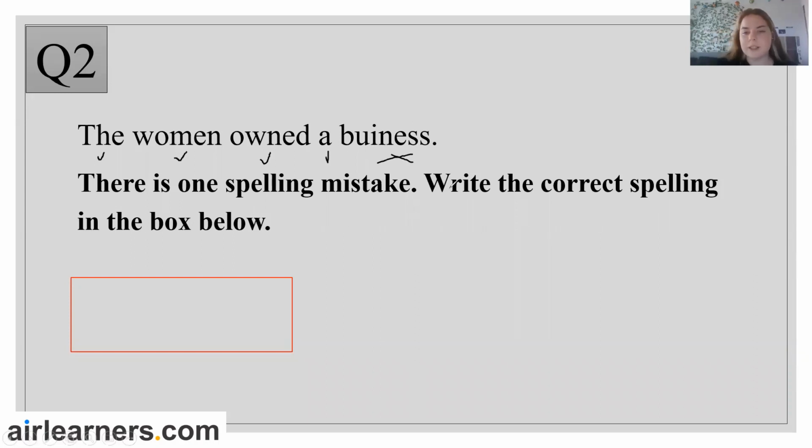So now let's split it into syllables. It'll go business. So what we're missing here is an S, because you can hear it in the first syllable, business. So let's write out some possible ways to spell it.